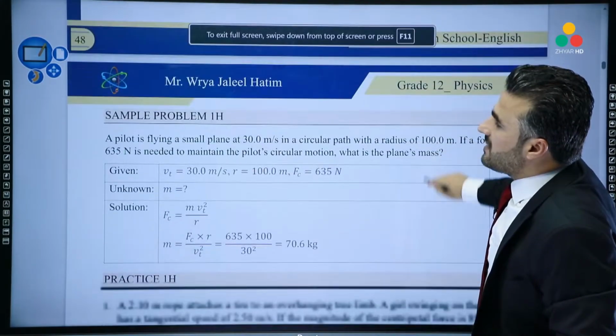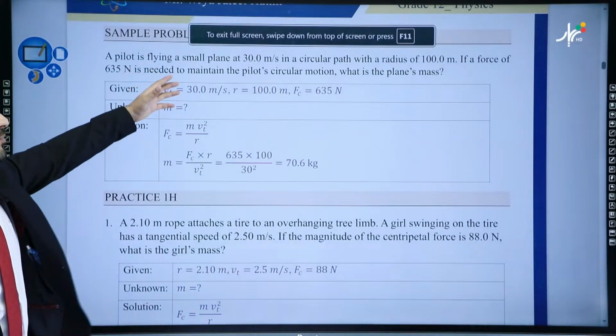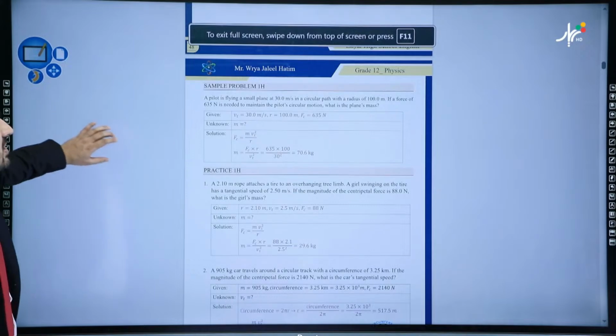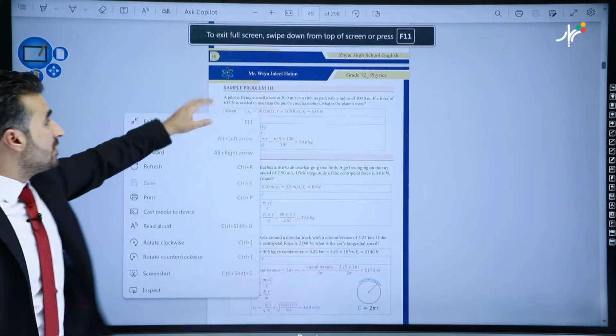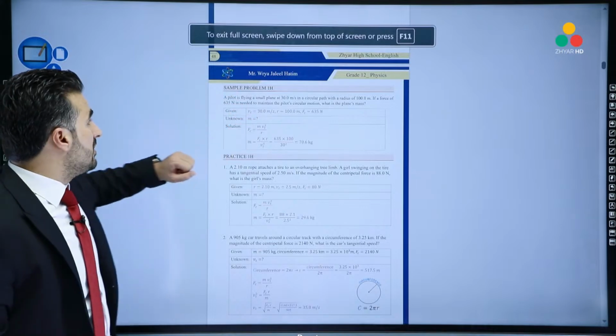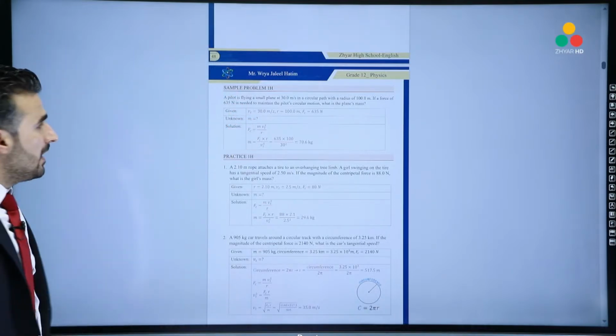Now, we have a sample problem, of course. All right, what does it say? It says a pilot flying a small plane at 30 meters per second in a circular path with a radius of 100 meters. If a force of 635 newtons is needed to maintain the pilot's circular motion, what is the plane's mass? Very, very good.